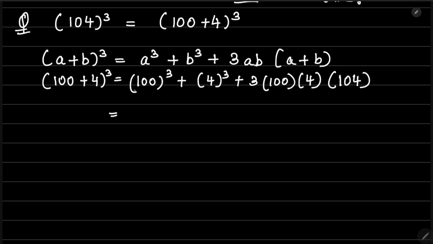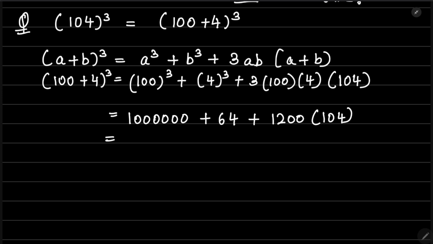So 100 the whole cube is 1 followed by 6 zeros, plus 4 cube is 64, plus, you'll have to do this multiplication: 4 3s are 12, so 1200 multiplied by 104. Will you be able to solve it now? You just have to add it up.